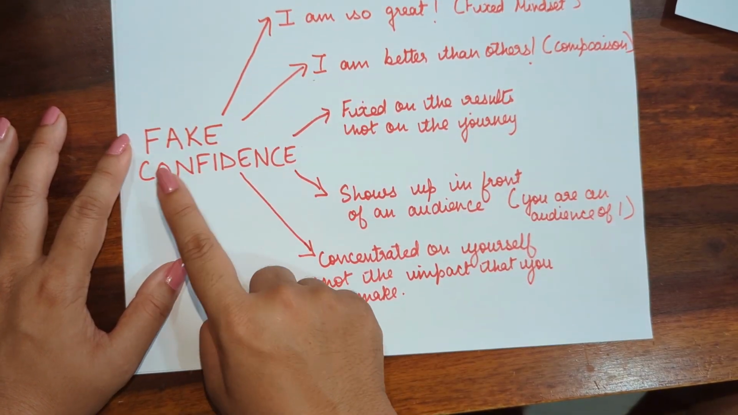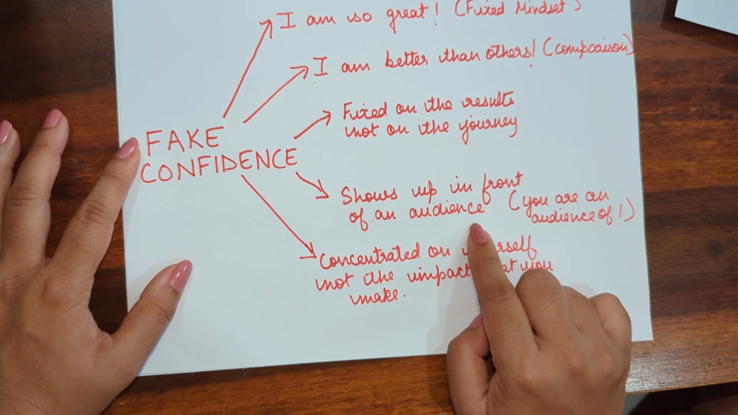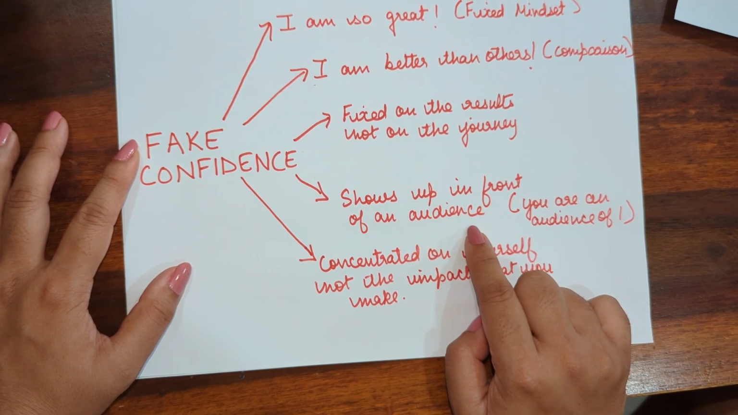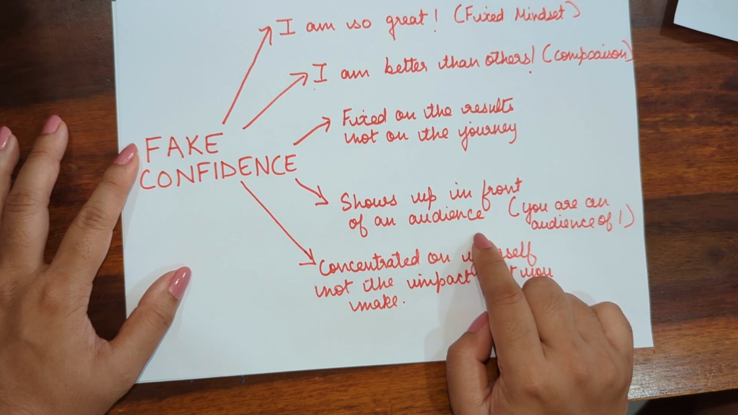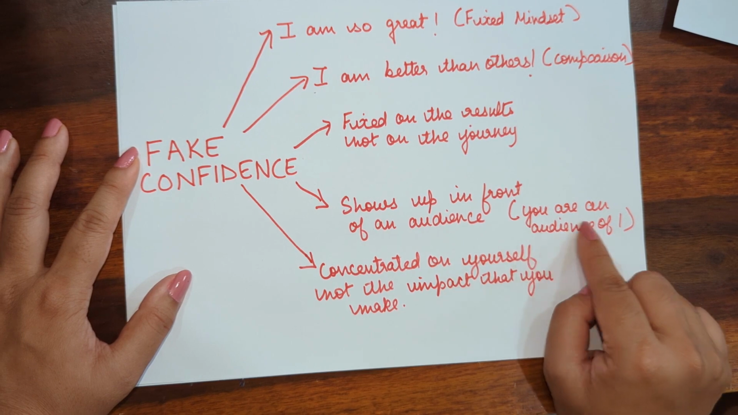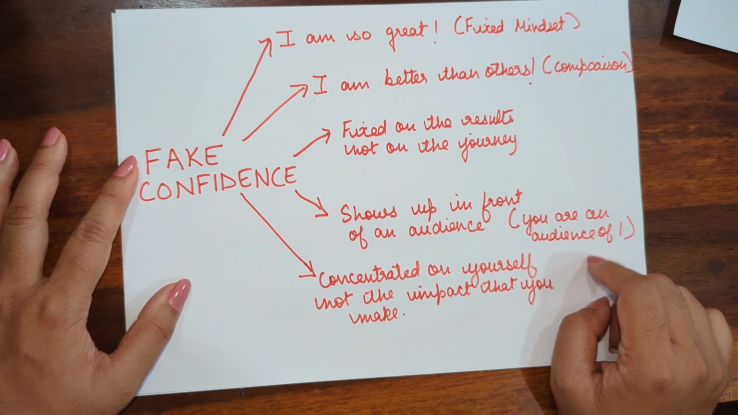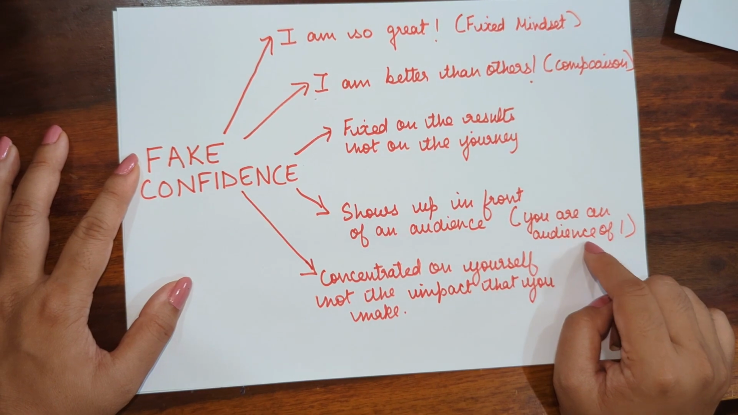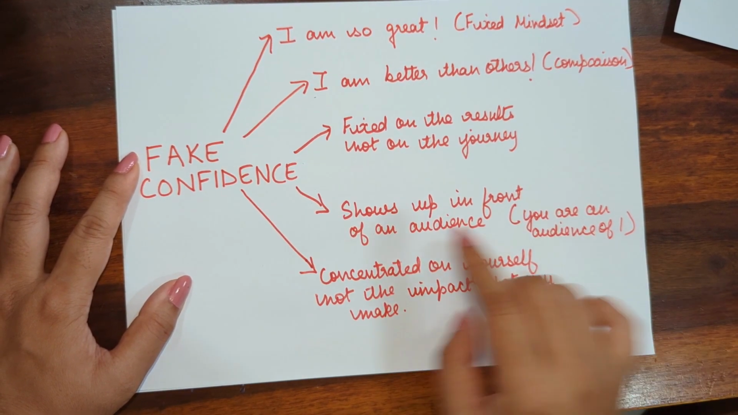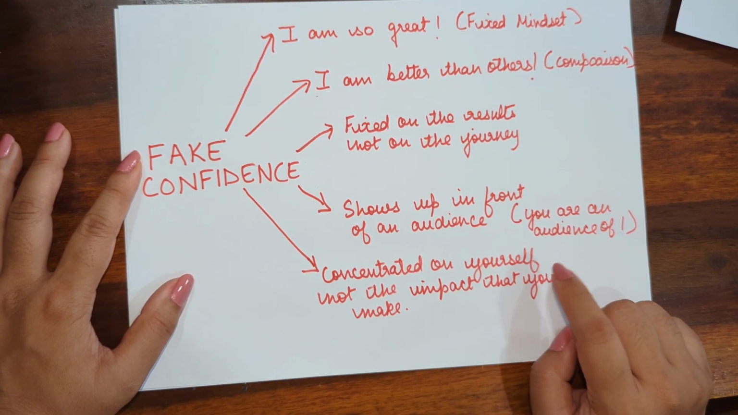The next thing about fake confidence is that it shows up in front of an audience. You need an audience, you need a spectator, you need people to tell that, hi, I am confident. But in true self-confidence, you are an audience of one. You do not need to say it, speak it, or anything. It is your own belief. You are an audience of one. In fake confidence, you are concentrated on yourself. I am so great. I am so worthy.